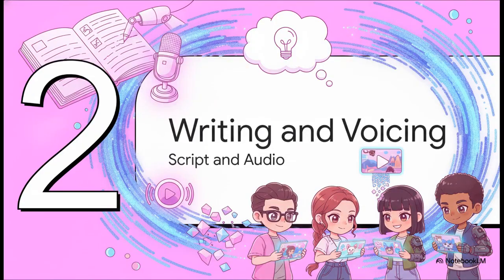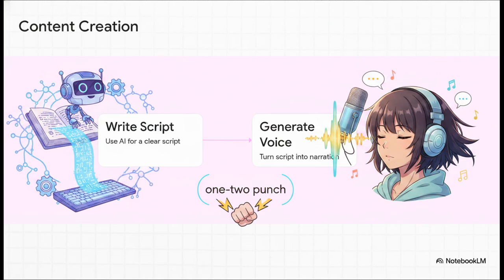Moving right along to Section 2, writing and voicing content. So once you've nailed down that winning idea, it's time for the production phase. This is where we transform that brainstormed concept into actual spoken content. It's a super seamless two-step AI-driven process. Step 1, you use AI to write the script. Step 2, you use an AI voice generator to bring that script to life. It's a quick 1-2 punch.